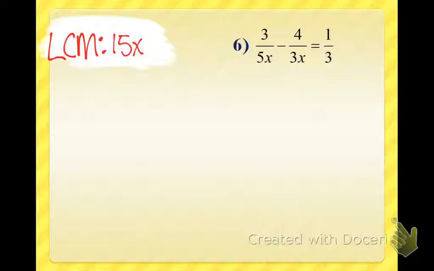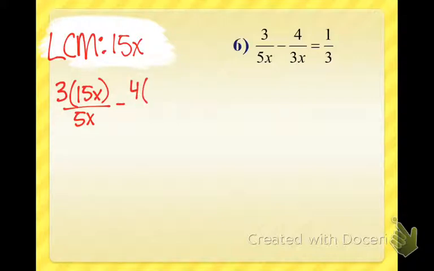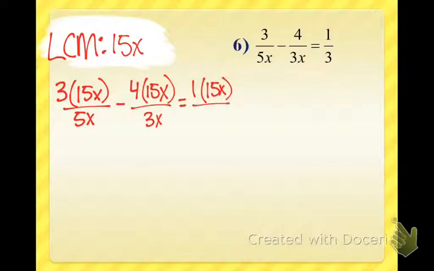That's what we are going to multiply every piece of this equation by. So 3 gets multiplied to 15x. Minus the 4 gets multiplied to 15x. They're keeping their own denominators. Notice how the denominators do not change on these ones. Equals 1 times 15x, still over 3.